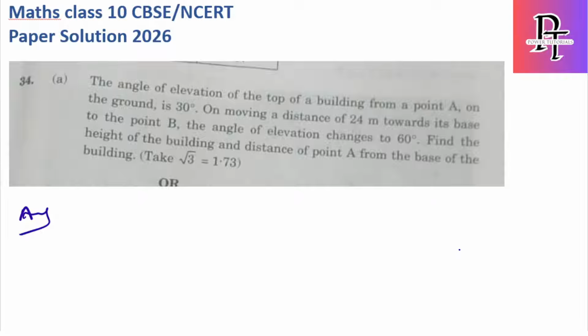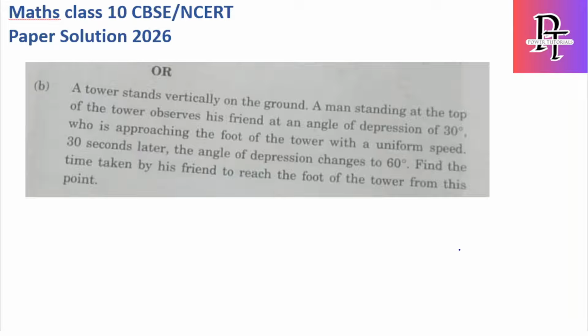So this is a straightforward question. What about B? A tower stands vertically on the ground. A man standing at the top of the tower observes his friend at an angle of depression of 30 degrees, who is approaching the foot of the tower at uniform speed. 30 seconds later, the angle of depression changes to 60. Find the time taken by his friend to reach the foot of the tower from his point. So just a minute, I will come back.